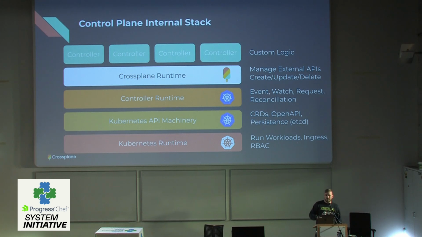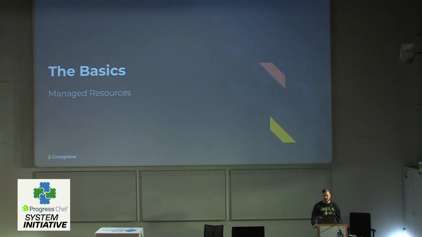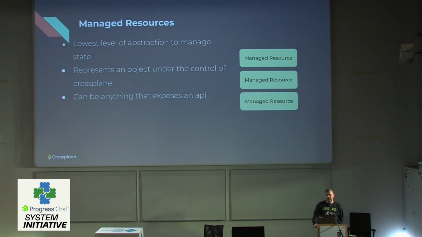Then comes Crossplane, because on top of that, we can manage any external API with a CRUD workflow. And on top of that, we have our controllers, which run the custom logic. So the basics. Let's start with managed resources. What is a managed resource? It's the lowest level of abstraction to manage state. It represents an object under the control of Crossplane, and it can be anything that exposes an API.